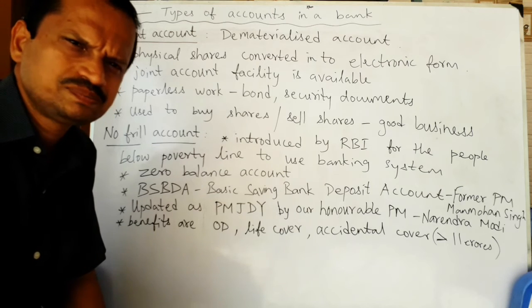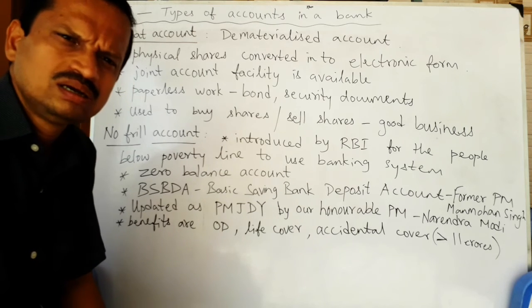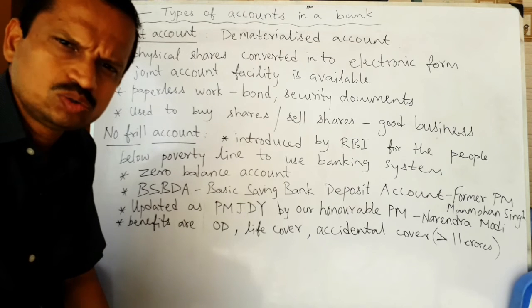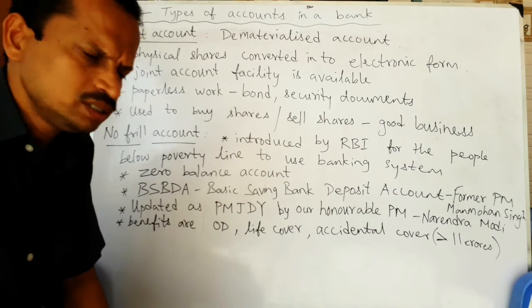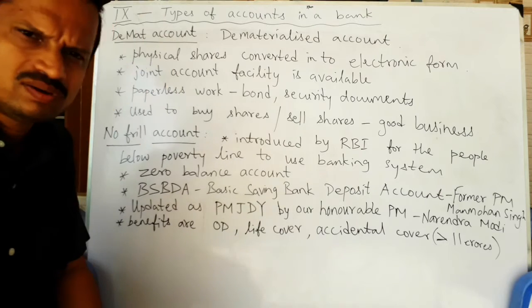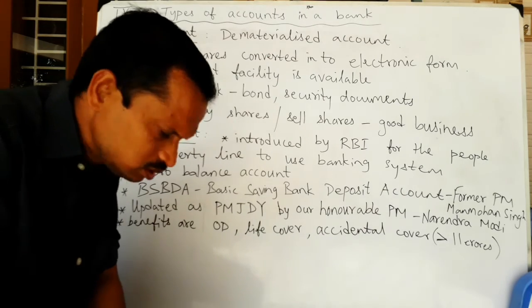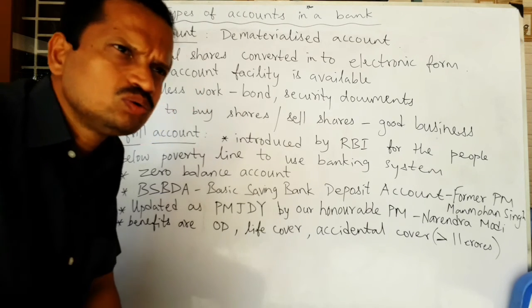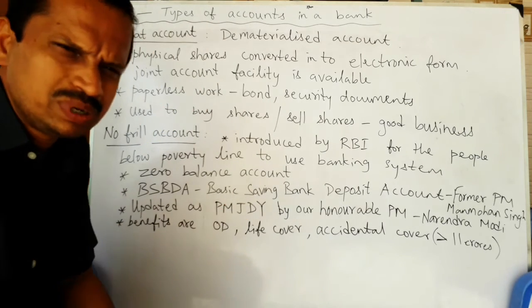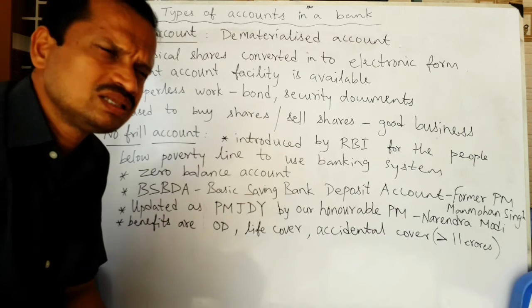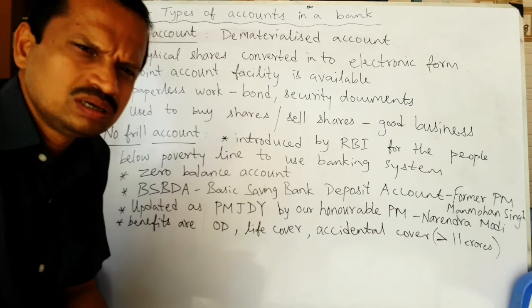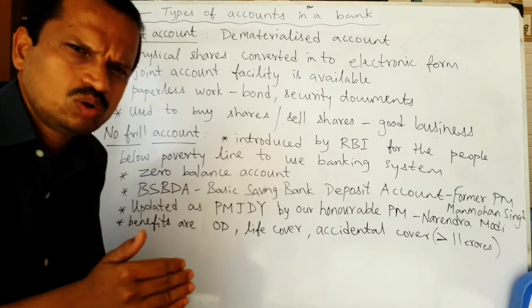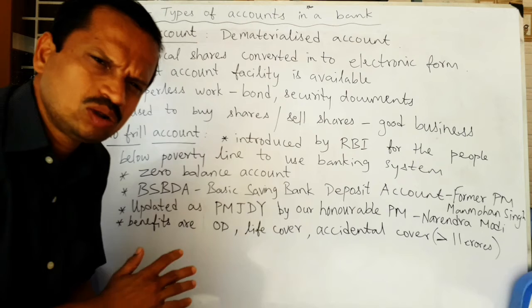Okay, after the death of the account holder, some amount is credited as insurance, that is I think 30,000, and then accidental cover is also there, that is I think 2 lakhs. I think we have to pay some premium like 12 rupees, and then another scheme is 330 rupees. So certain terms and conditions are there, and if you want to know, you have to visit the bank and you can get all these details.